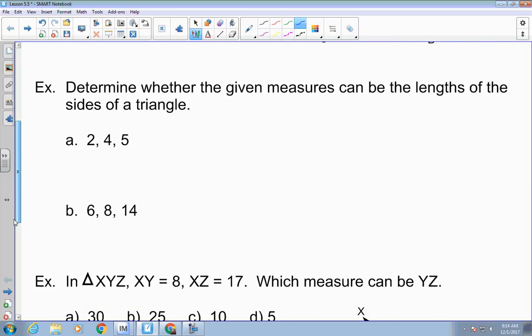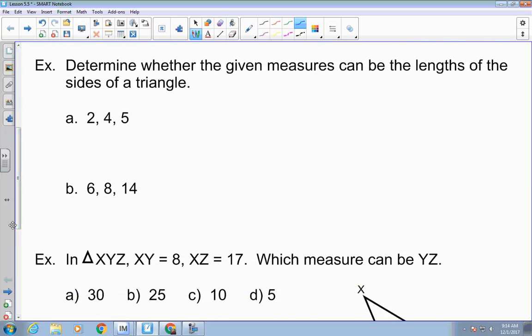All right, so determine whether the given measures can be lengths of the sides of the triangle. Well, if I add 2 plus 4, is that going to be greater than 5? Yes. Is 4 plus 5 going to be greater than 2? Obvious. Yes. Is 2 plus 5 going to be greater than 4? Yes. So, can this be a triangle? Yes. If I look at the next one, is 6 plus 8 greater than 14? No. So, we're done. We're going to have to check the other ones, right? Okay.